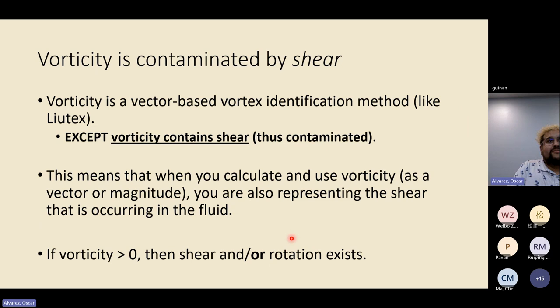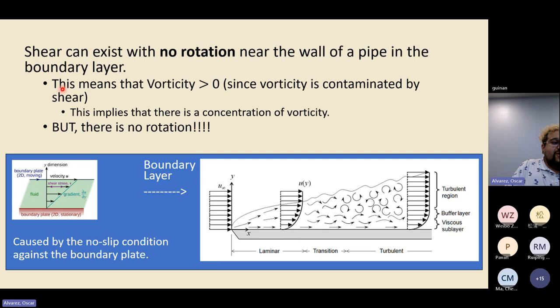And we're talking about a vortex. So shear can exist with no rotation. So let's look at the boundary layer, right? Here's a boundary layer example where you have the velocity distribution, the fluid, and it starts flowing. And look near the boundary layer. This is a location of very, very high shear stress. And as we go further away into the boundary layer in the turbulent region, you start to see little vortices. But here, there's a lot of shear, but not very many vortices. As we get as close as possible to the wall, there's not a lot of vortices. It's just a fluid sticking to the wall.